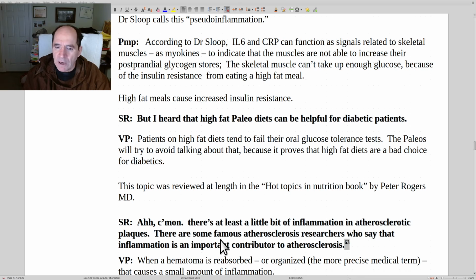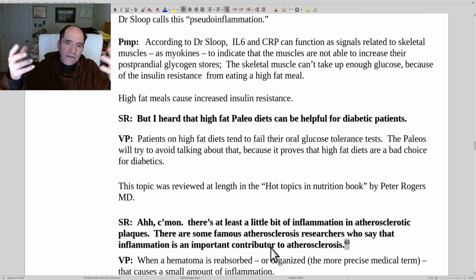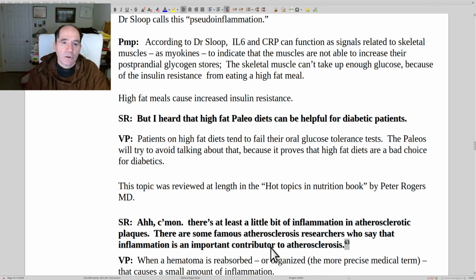Okay, Skeptical Reader says, come on, there's at least a little bit of inflammation in atherosclerotic plaques, because some famous atherosclerosis researchers say that inflammation is an important part of atherosclerosis. And what I would say is, yes, there's a small amount of inflammation that comes whenever you're trying to remove cellular debris, blood clots, dead tissue, and the immune system tries to remove it. So that's going to cause a little bit of inflammation, but it's not that much. When the hematoma is being resorbed, that's called organizing hematoma. Okay, and that causes a small amount of inflammation.